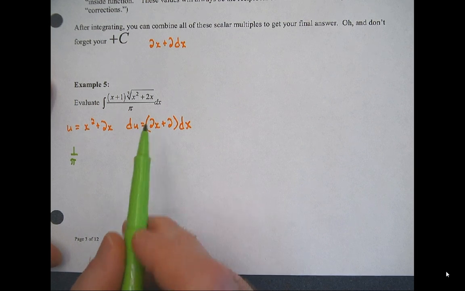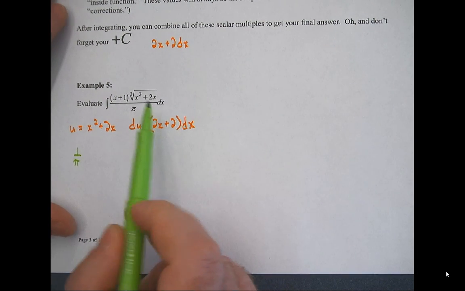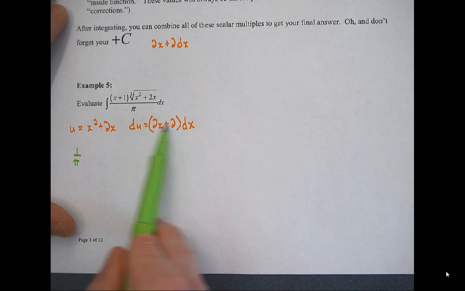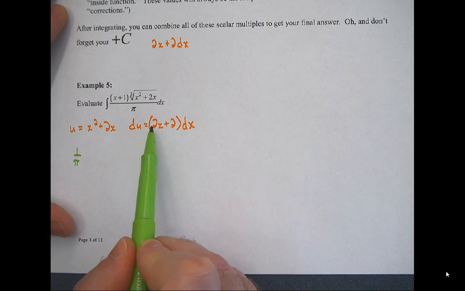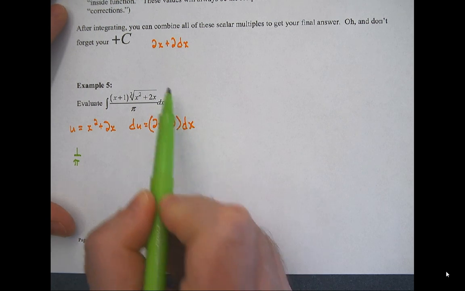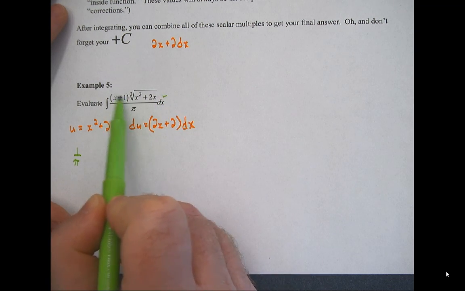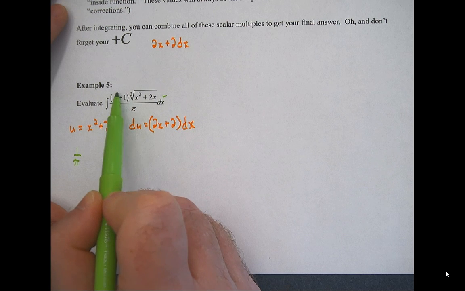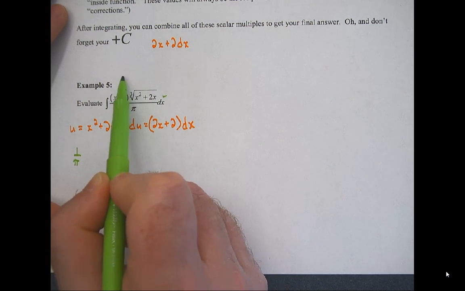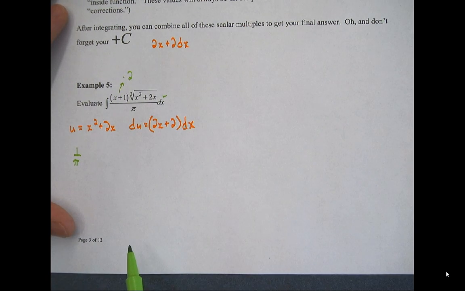Okay, now I'm going to look for if I have what I want outside compared to the derivative. So remember, I need 2x plus 2 and a dx. Well, I've got the dx. I've got x plus 1, but I need it to be 2x plus 2. So what do I need to multiply this by? I need to times that by a 2.